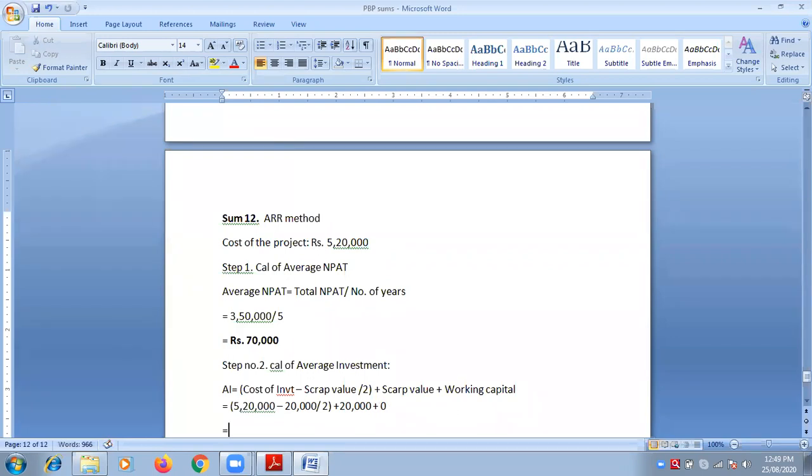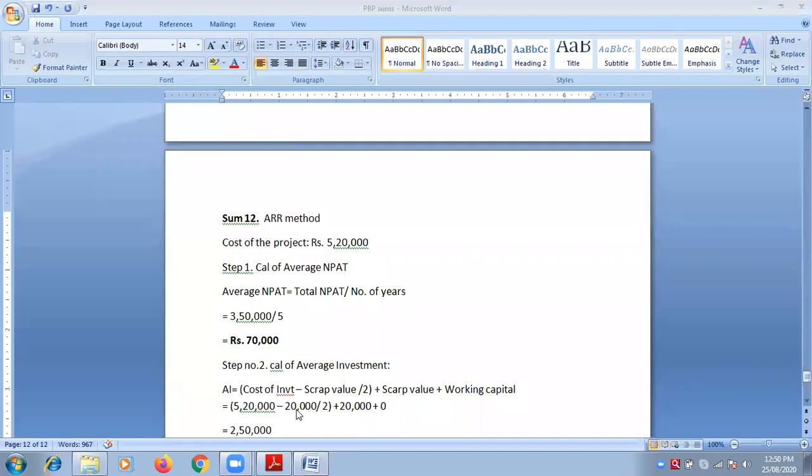Okay, now 5 lakh 20 minus 20, divide by 2. 5 lakh 20 minus 20 is 5 lakhs. So 5 lakhs divided by 2 is 2 lakh 50,000. Use the calculator, you will come to know what we are doing. 5 lakh 20 minus 20, answer is 5 lakhs. 5 lakhs divided by 2, my answer would be 2 lakh 50,000.